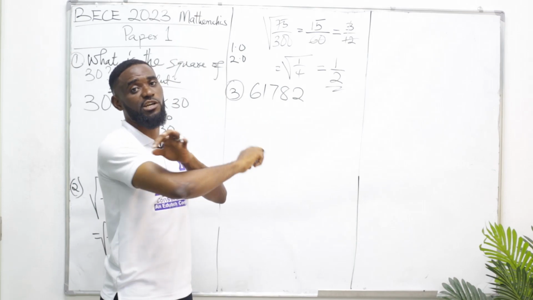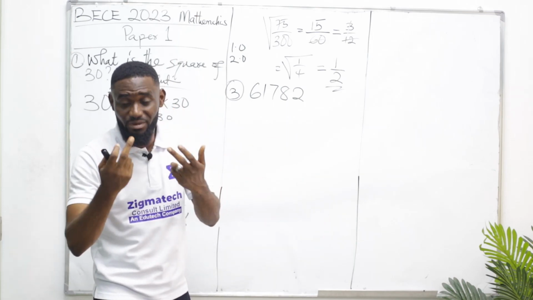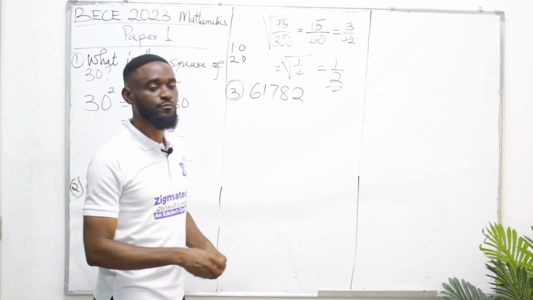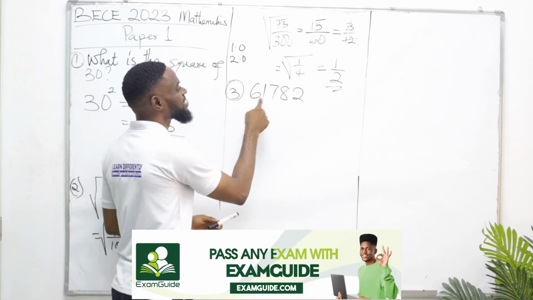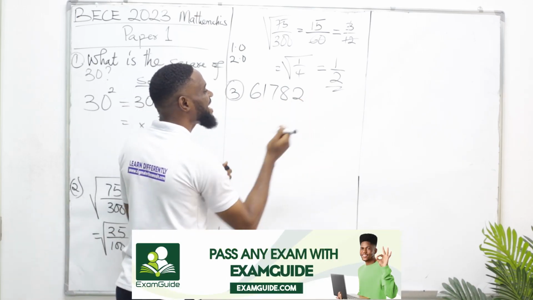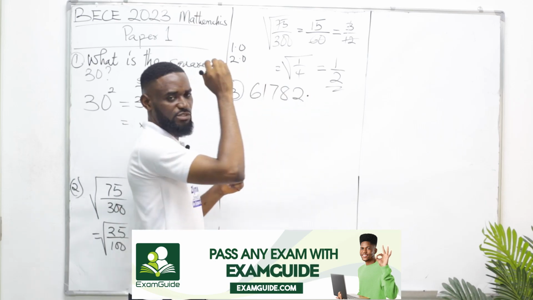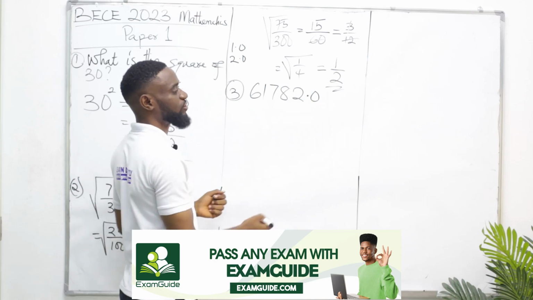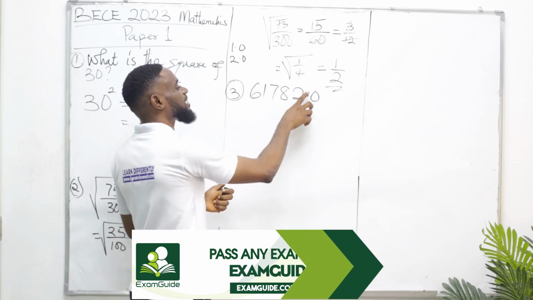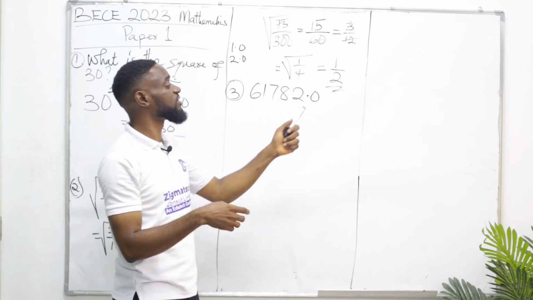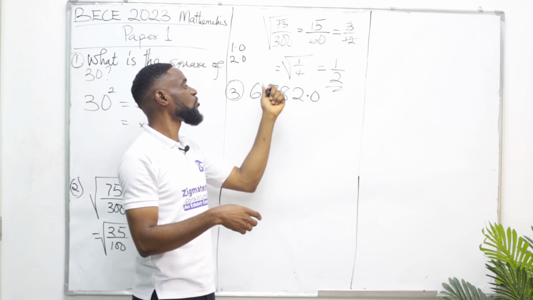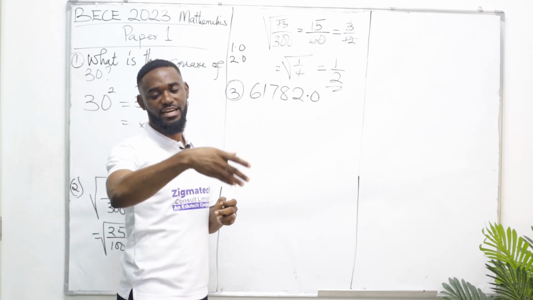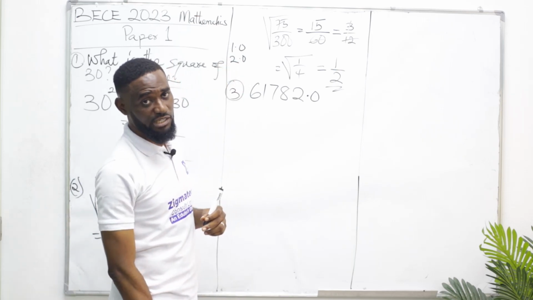If not, all natural numbers that don't have a visible decimal, they have a decimal point at the end of those numbers. Is that okay now? So it means that 61782 has an invisible decimal point here. Is that okay now? So our problem here is moving this decimal point to where we should have what we have in the options there. Do you understand the point now?